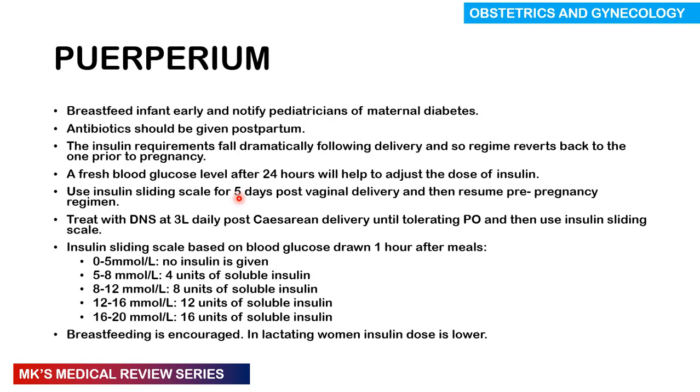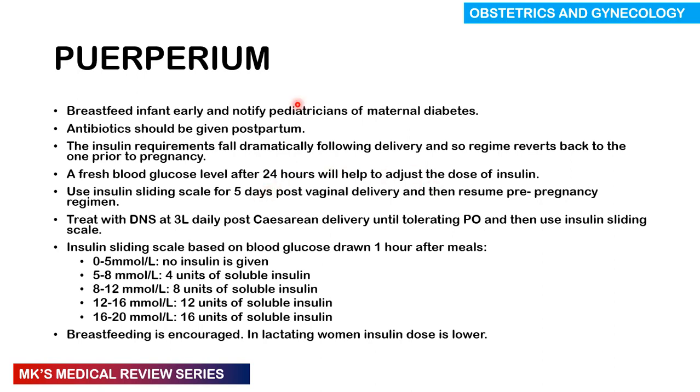Then in the puerperal period, breastfeeding of the infant and notification of the pediatricians of the maternal diabetes should be done. Antibiotics can be given. Then, of course, the insulin requirements are going to be drastically falling. Remember, I told you that they may be less than 50% of whatever they were requiring during pregnancy. So you should revert them back to the regimen that they had before they fell pregnant. A fresh blood glucose level after 24 hours will help you adjust the dose of insulin. We should use the sliding scale for about 5 days post-vaginal delivery and then resume the pre-pregnancy regimen afterwards.